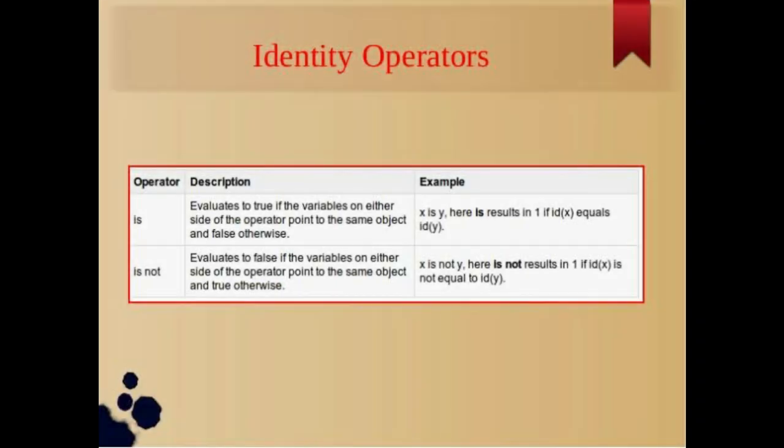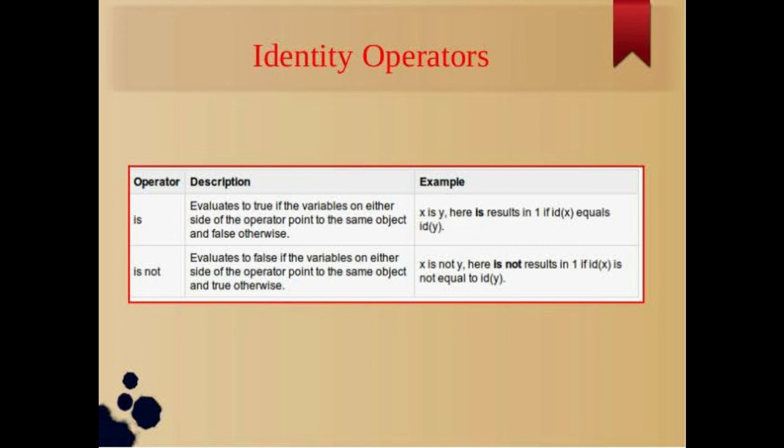Now let's see identity and membership operators. Starting with the is operator. The is operator returns true only if both variables are the same object. For example, a is b. Here the value of a must be equal to the value of b for the result to be true.